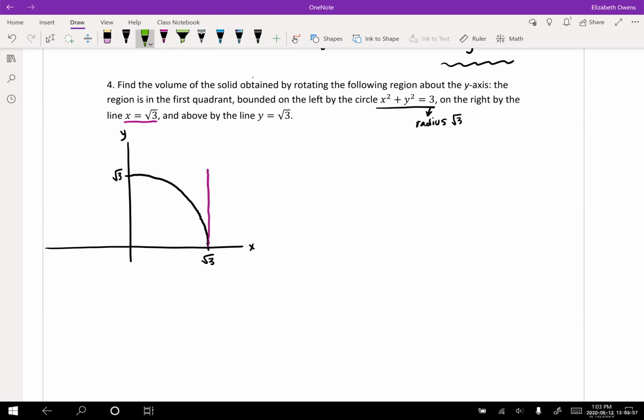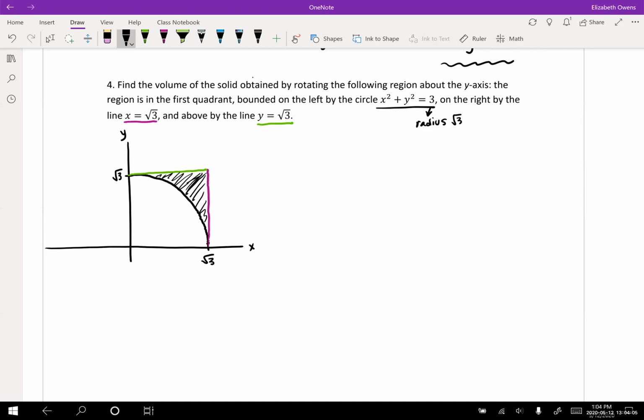And then our region is bounded above by the line y equals square root of 3, which would come in right here. So where those three graphs intersect, the area bounded between them is the area that we're going to rotate. That would be this part right in here.